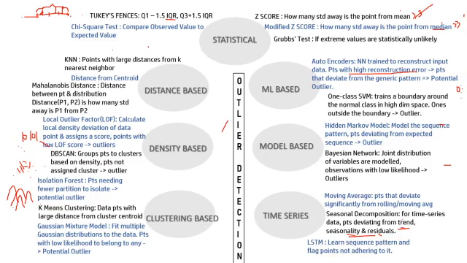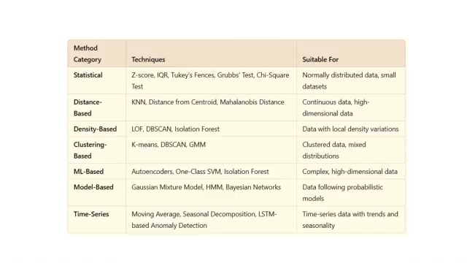And finally, you have LSTM, which is a type of recurrent neural network which learns sequence patterns, and the points that do not adhere to that sequence will be flagged as outliers. And this is basically whatever I have discussed so far with you: the categories and the techniques, and the distributions for which they are suitable. This is all given in this table. You can take a screenshot of this table.